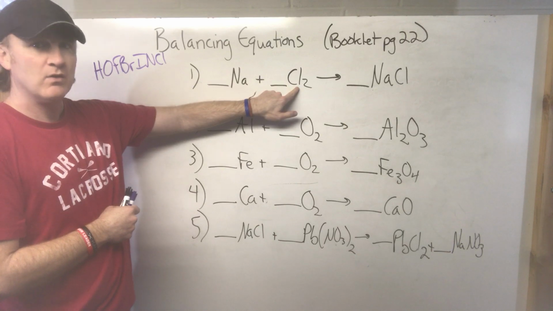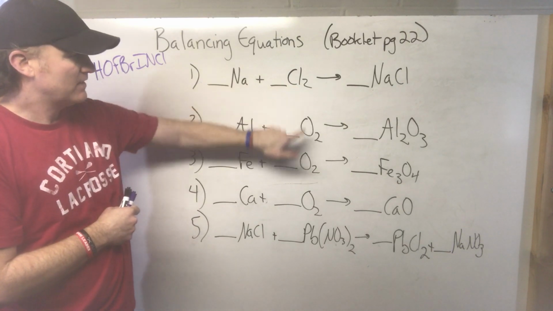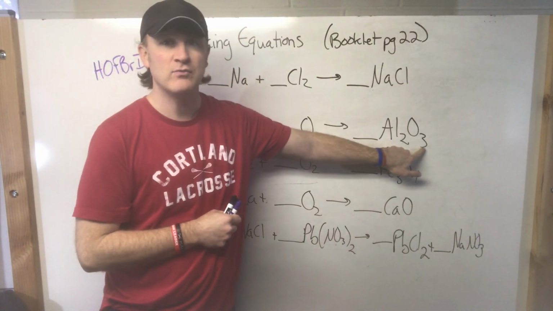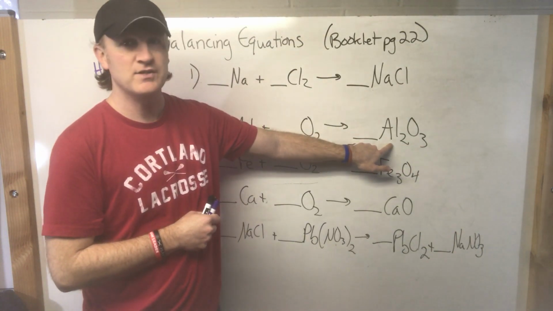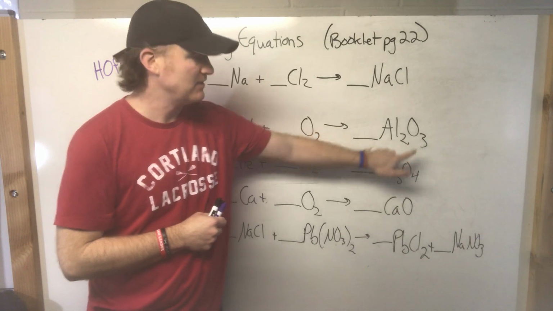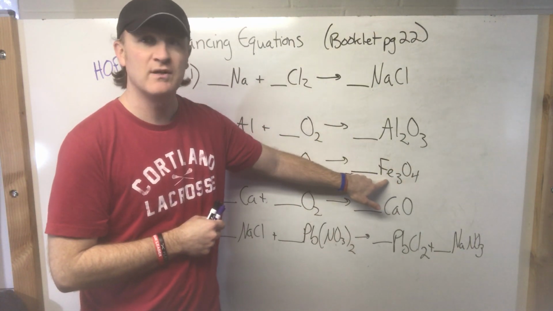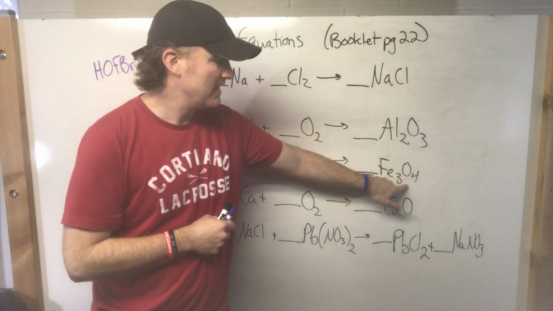So this 2 only goes with the chlorine. This 2 only goes with the O. If we look over here, we have Al2O3. The 2 belongs to the aluminum and the 3 belongs to the oxygen. If we go down to the Fe3O4, the 3 belongs to the iron and the 4 belongs to the oxygen.